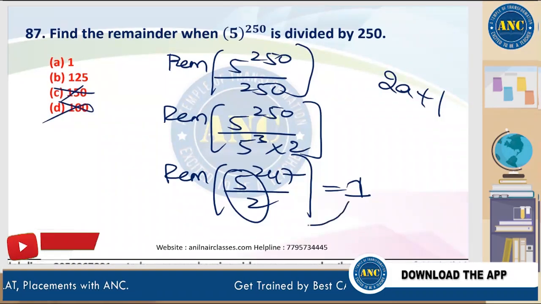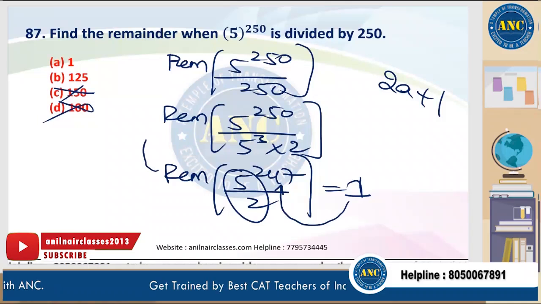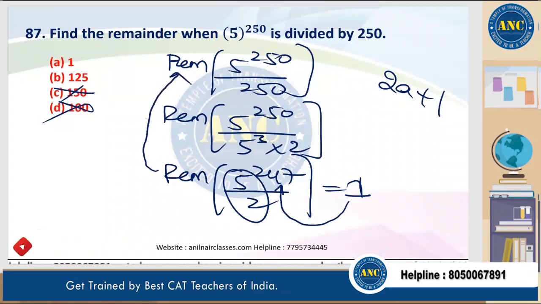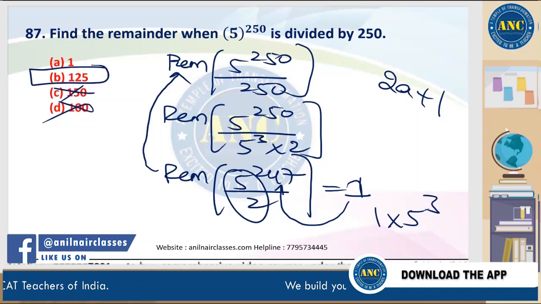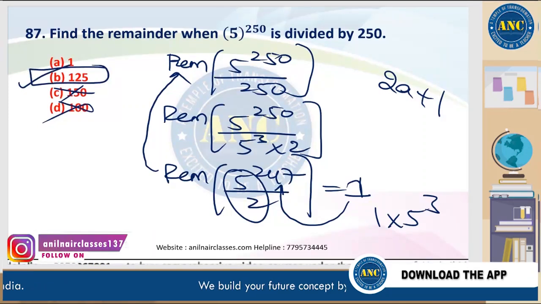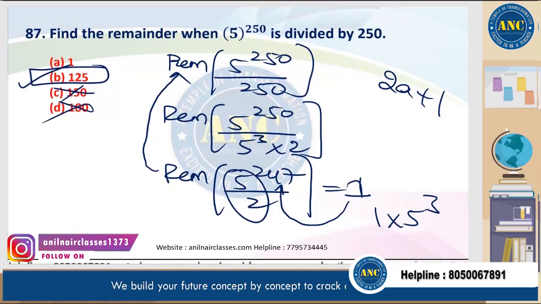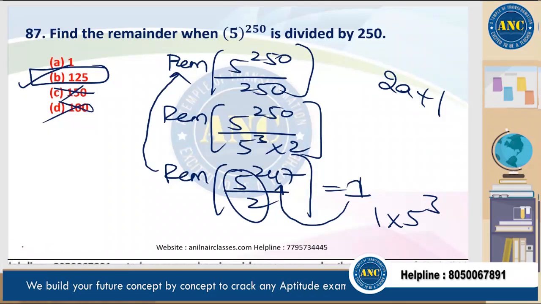Okay, I got 1 for 5 power 247, but I want it for 5 power 250. So it should be multiplied by 5 cube. Answer is 125. Finish. Idea is clear, right?